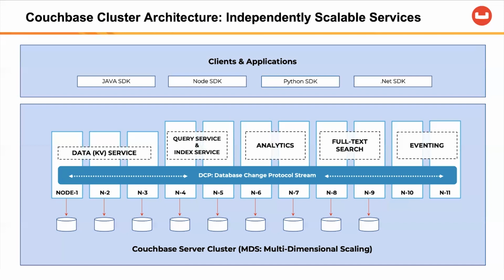If you look at the slide in front of me, you see the client and application layer over there with all of the SDKs that you could use to access the system. It's not limited to 4. We do support 10 SDKs. I'm just giving you an example here. And then in the bottom layer, you see node 1 through node 11. And the little boxes over there, which look like databases, are the disks behind those nodes.